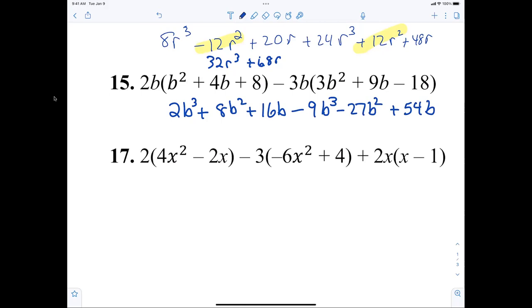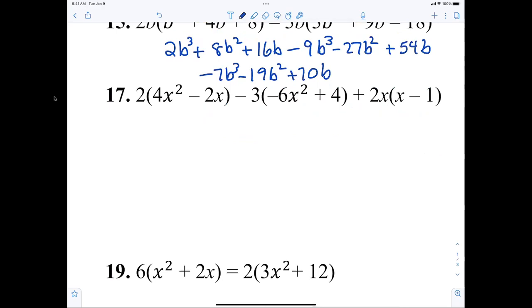So you combine the cubed ones first. Negative 7b cubed. Then minus 19b squared. Plus 70b. Come on, guys. I told you, very easy. All right. Next.